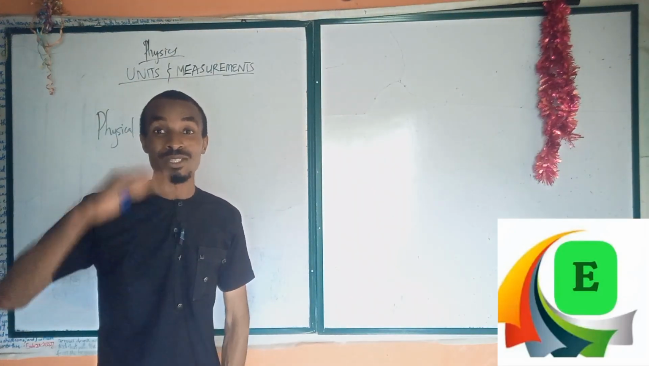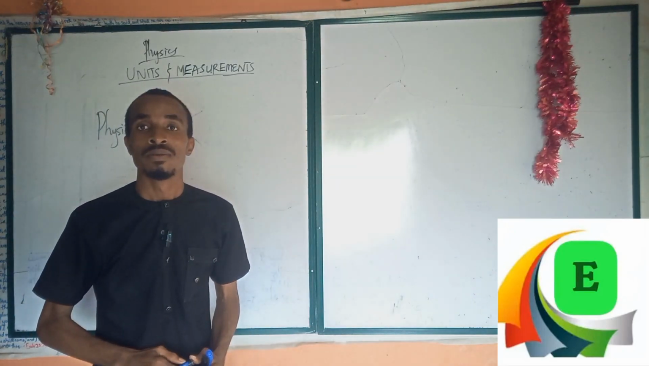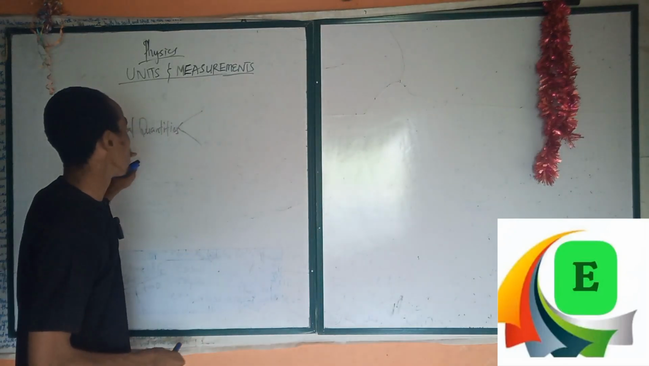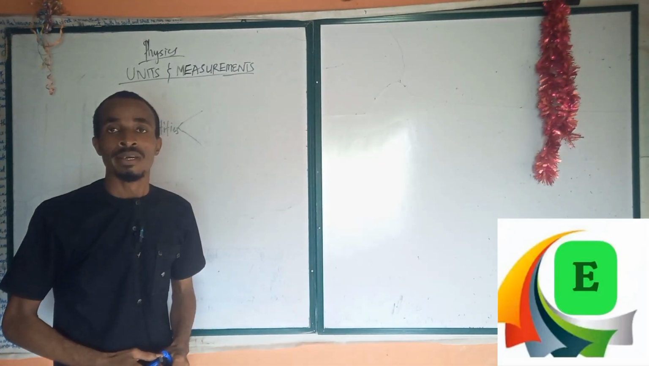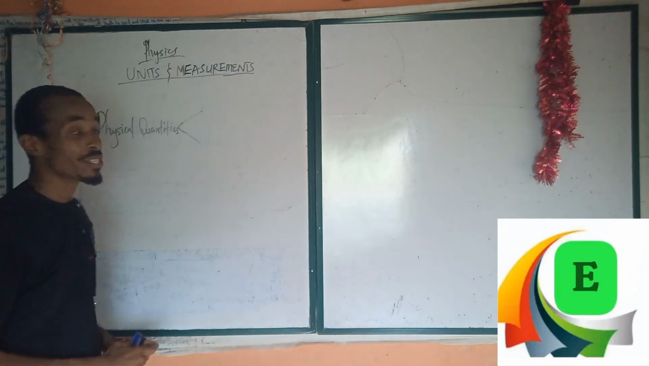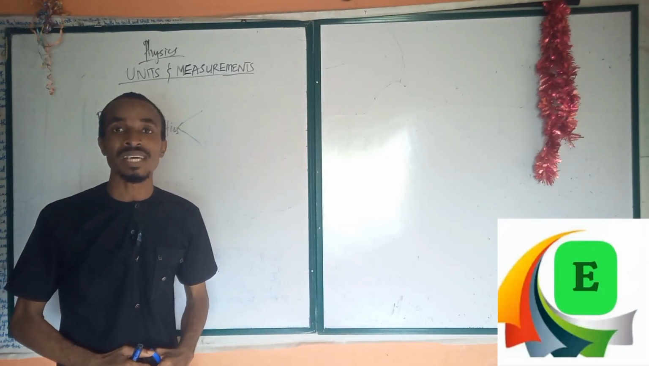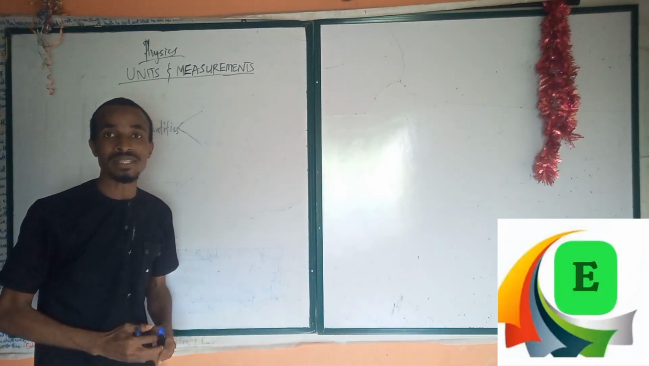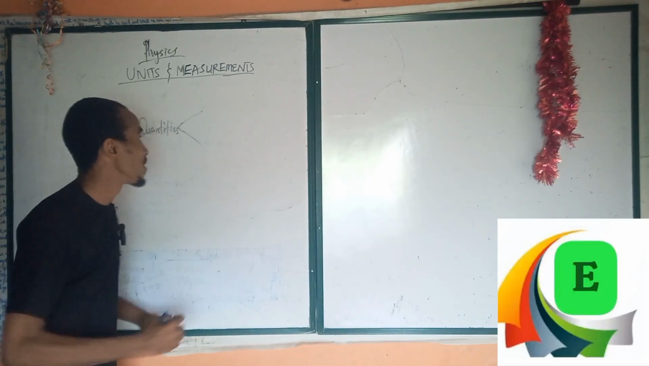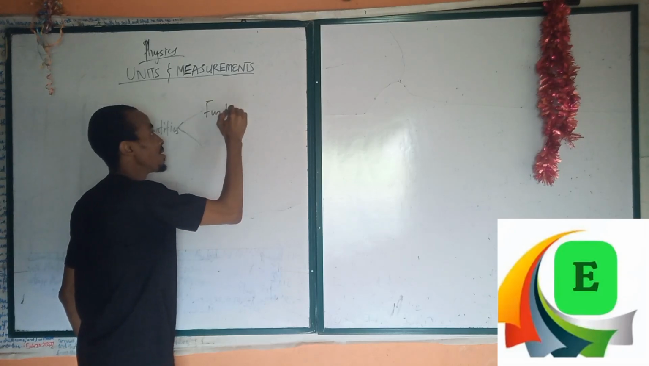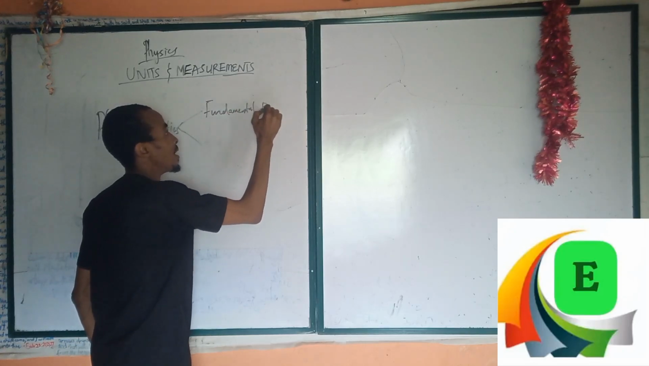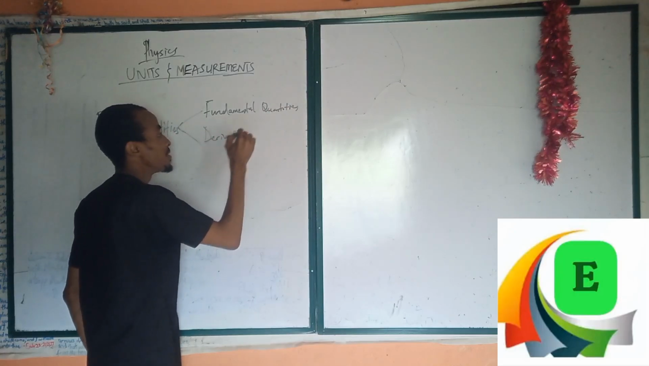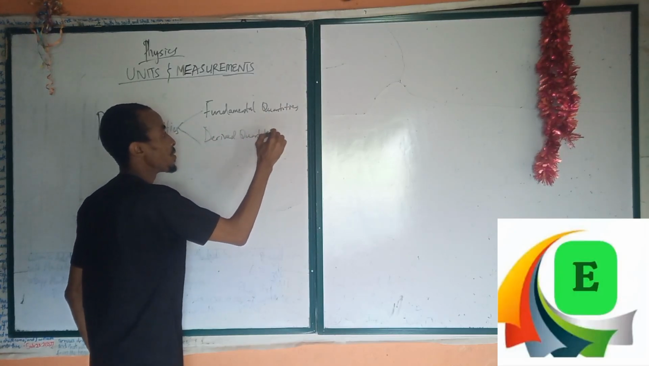You want to measure the height of a man, for instance. Because height is physical, or the man is physical, we say that height is a what? Physical quantity. So very quickly, it's important to note that the units of physical quantities are referred to as physical units. Now, physical quantities are divided into two broad parts. We have what we call fundamental quantities and derived quantities.